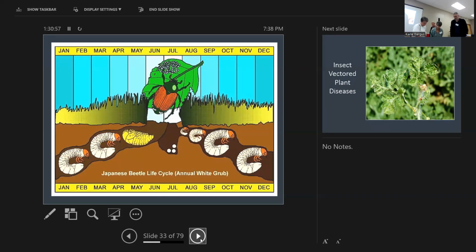And this has got to be rust. I don't know, it must be rust maybe off of the roses.